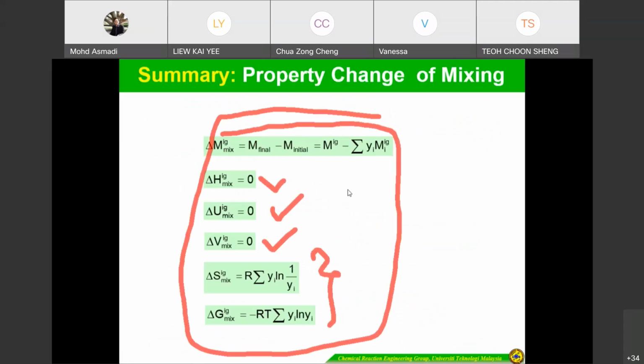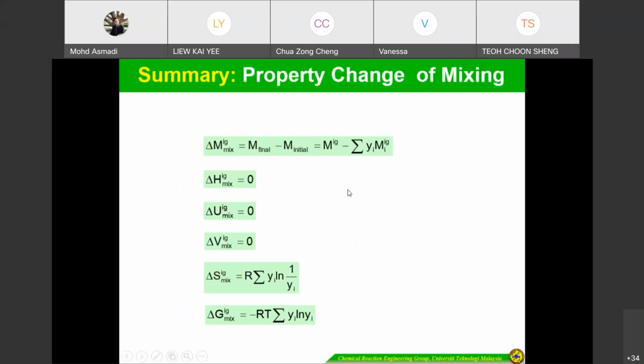Why do we deal with mixing? Because there are many species. Now we could deal with more than two, but generally it's just a binary system for now. If there are more than two components, it's going to be more, maybe ternary or quaternary. But now we are focusing on the binary. Any questions?